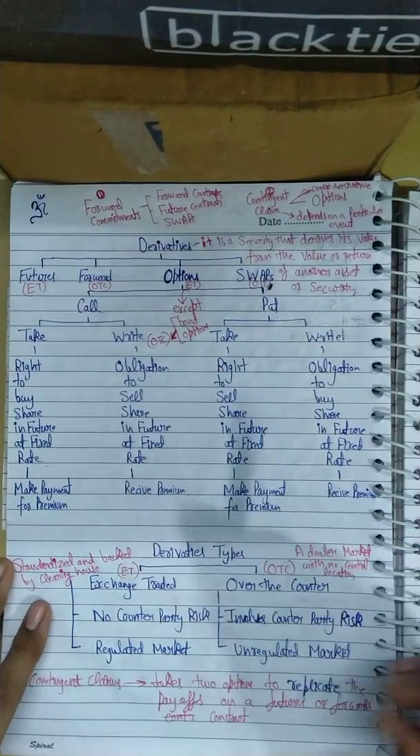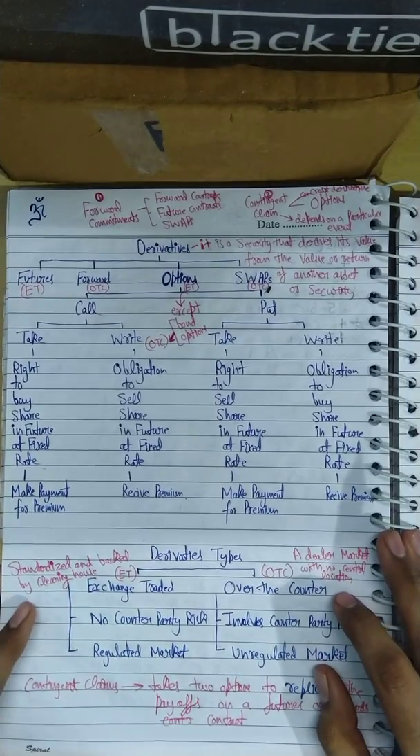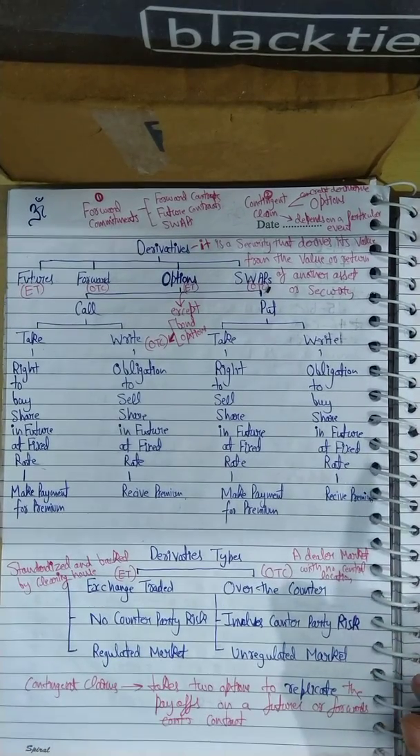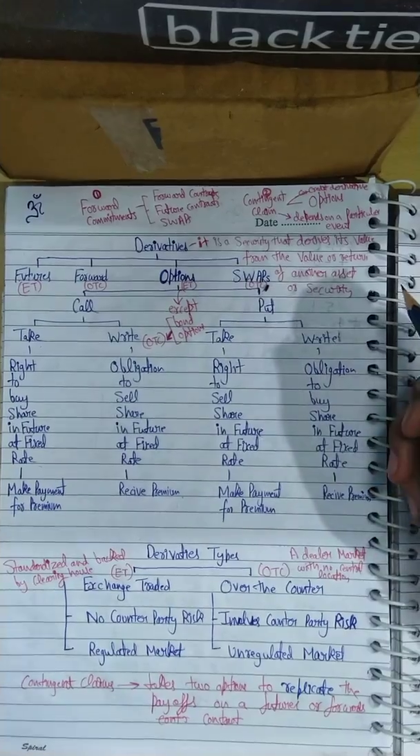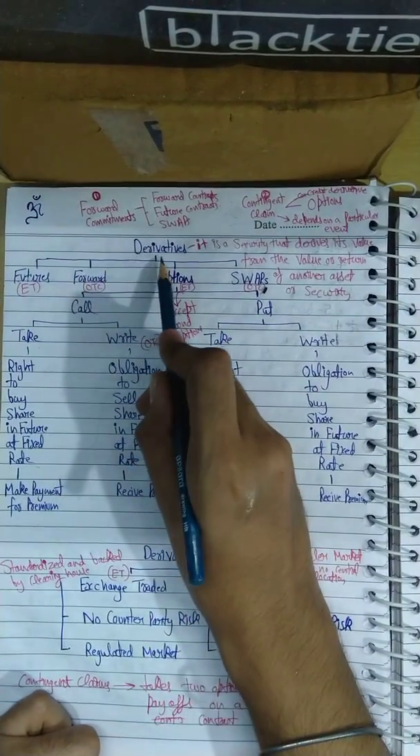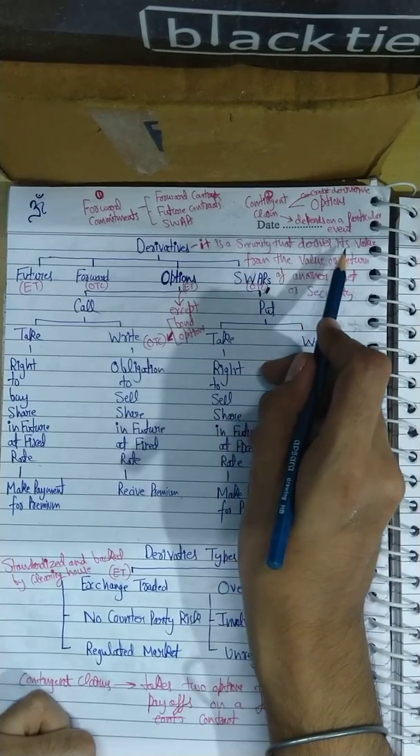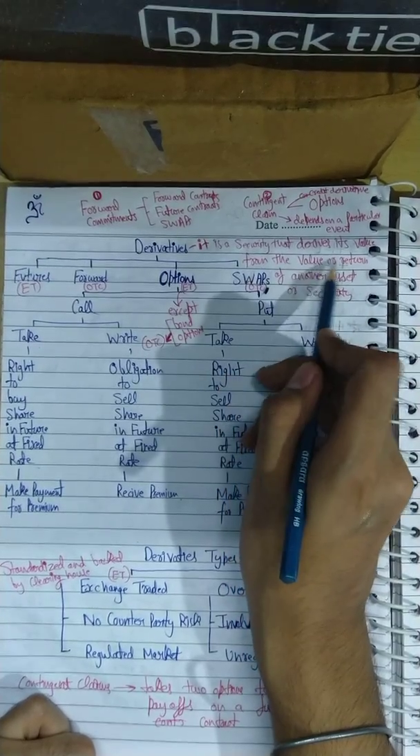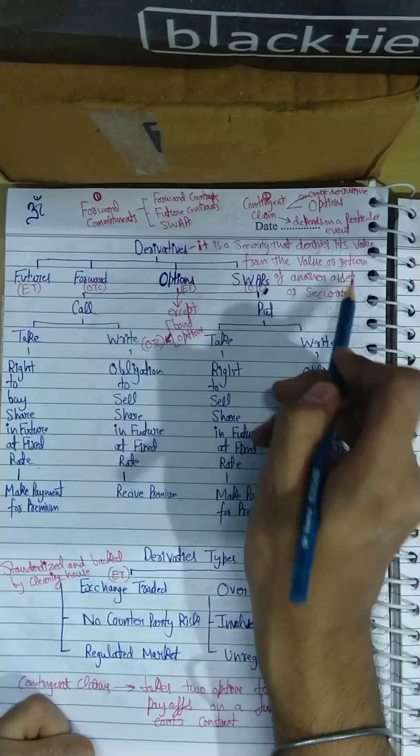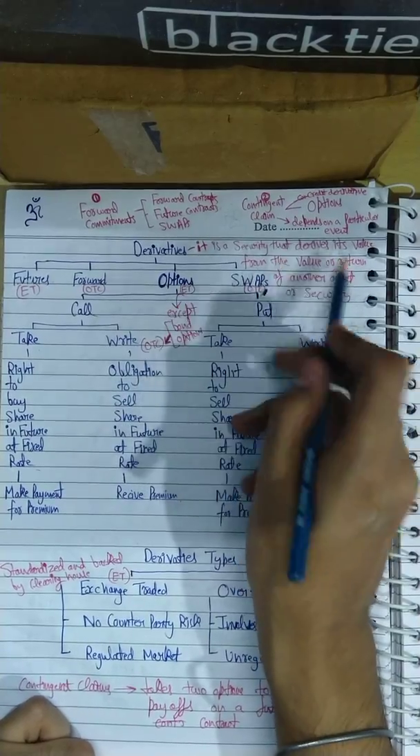Hello everyone. Today we are gonna understand what are derivatives. Derivatives is a security that derives its value from the value or return of another asset or security. We'll get that definition later.